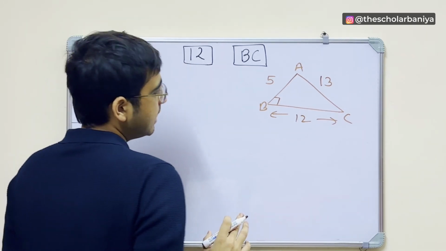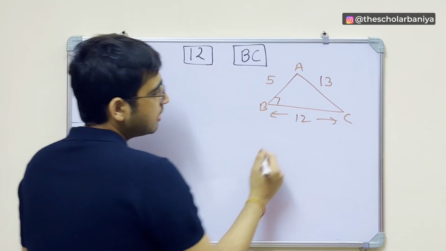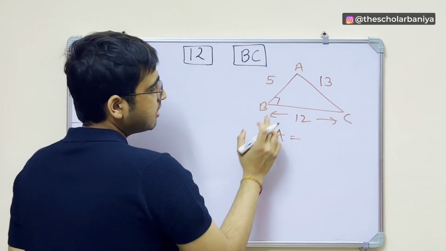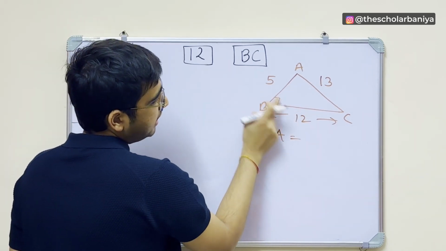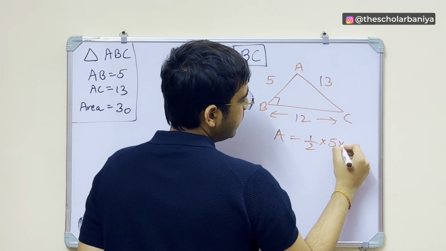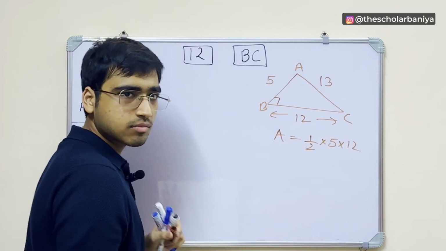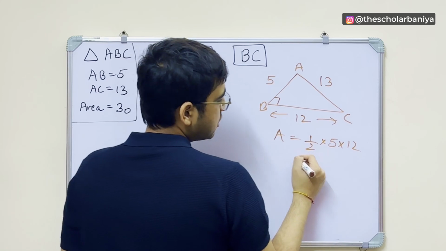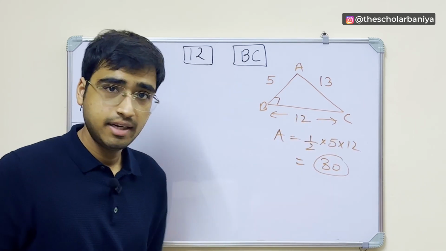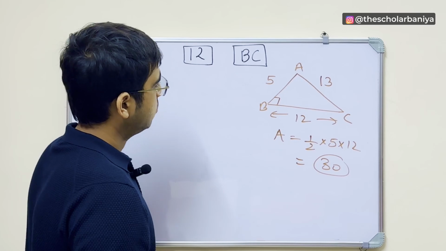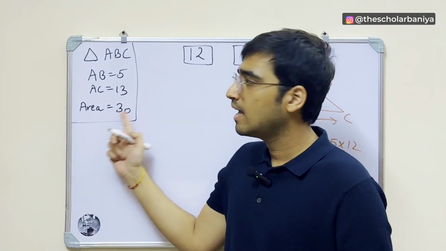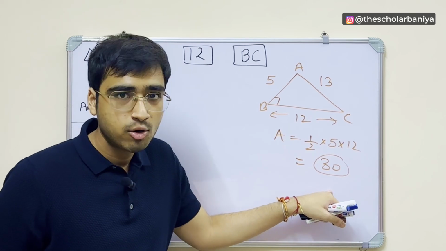So if this is the case, what will be the area? The area is half into base into height, right? So what is the base and the height? The base and the height are 5 and 12. So half into 5 into 12. I hope this makes sense. So this becomes how much? 30, right? We were given in the question that the area is 30. So the area is coming out to be 30.